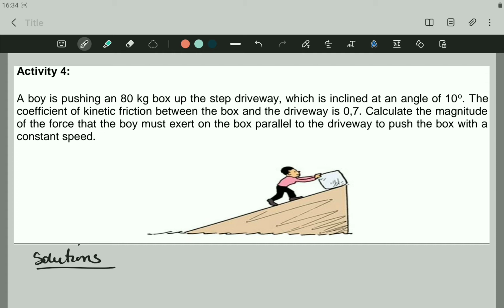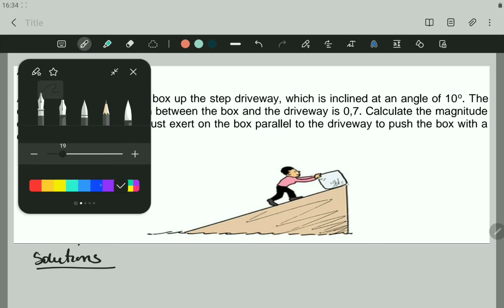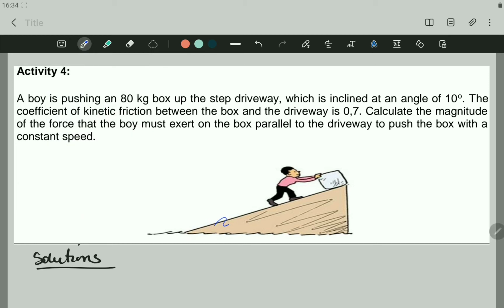Say a boy is pushing an 80-kilogram box up a steep driveway, which is inclined at an angle of 10 degrees. So let's write whatever we know here. The inclination is 10 degrees, and the mass of this object is equal to 80 kilograms. That is given to us. The coefficient of kinetic friction between the box and the driveway is 0.7. So I'm going to write it here: the coefficient of kinetic friction is equal to 0.7.